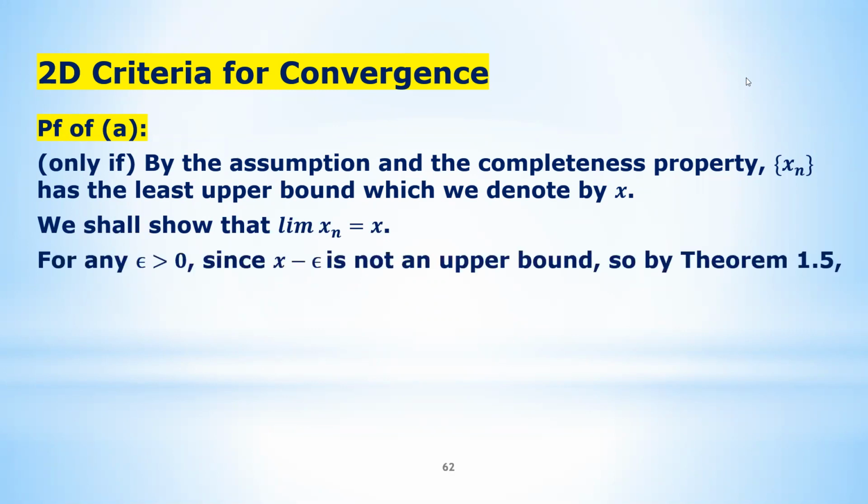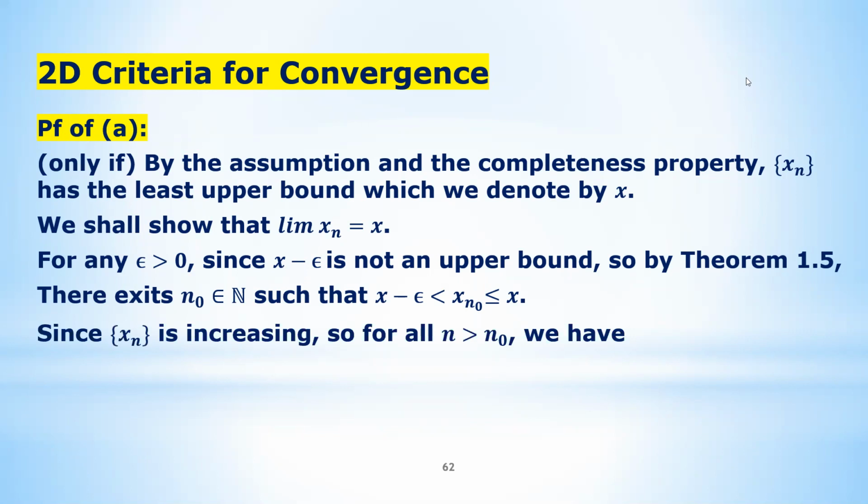So what we're going to do is, for any epsilon, since we know that x is the supremum, it's the least upper bound, therefore x minus epsilon is not an upper bound anymore. So by theorem 1.5, there is some term xn naught. The term is obviously less than x, because x is the least upper bound, but that term should be greater than x minus epsilon. Obviously you can find such a term.